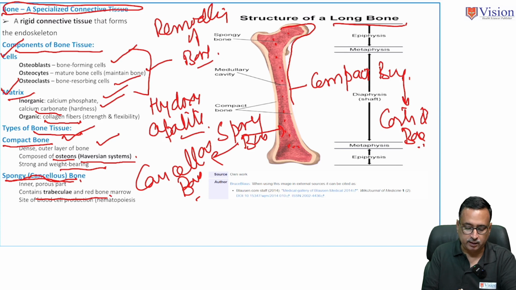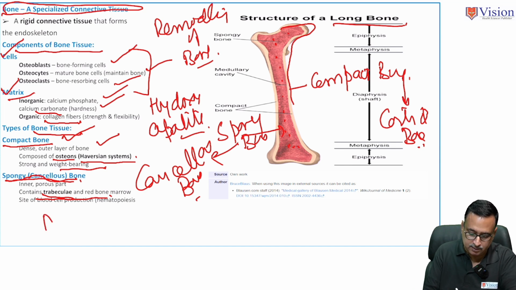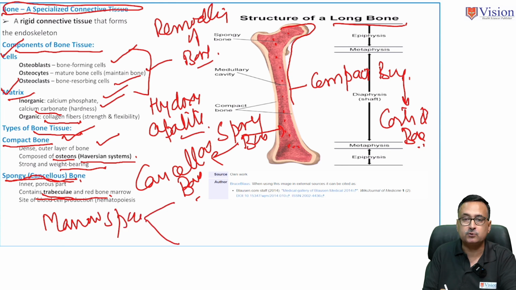Spongy bone has a network of bone structure that is called trabecula. Trabecula contains spaces called marrow spaces, and marrow spaces contain two types of soft tissue.